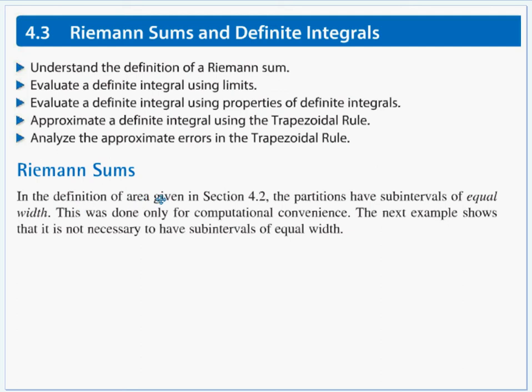So, in the definition of area we saw in the last section, the partitions have subintervals of equal width. This was only done to make our computations convenient and easy. The next example shows that it's not necessary to have every one of your rectangles equal width. Again, why should we make our computations easy and convenient? Why don't we make them as complicated as possible?